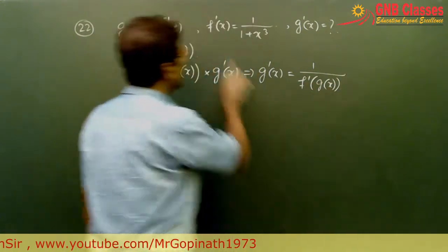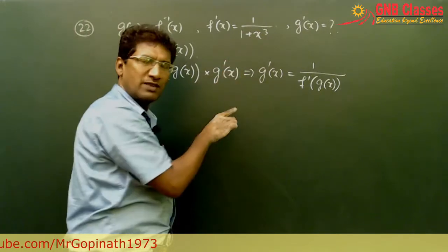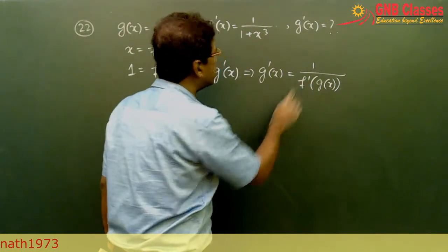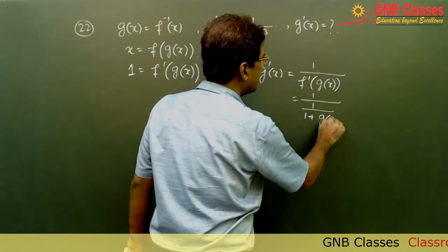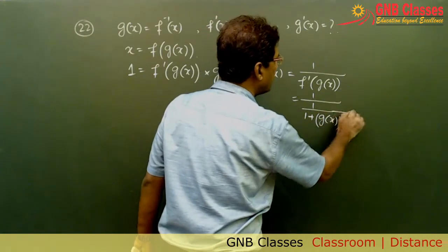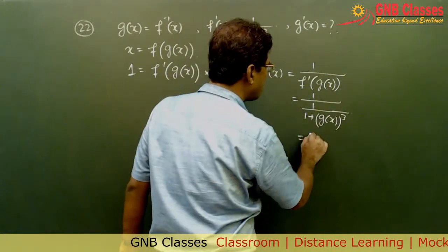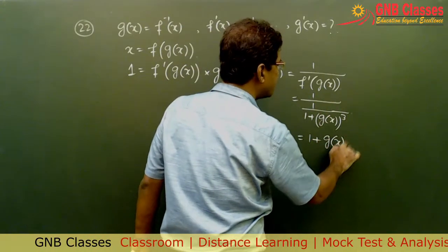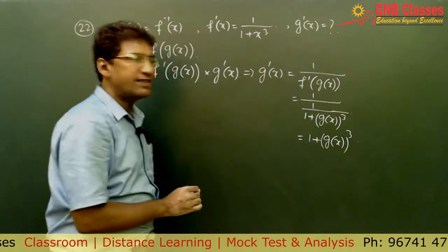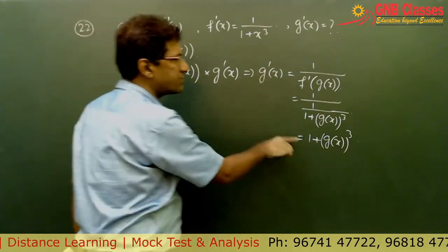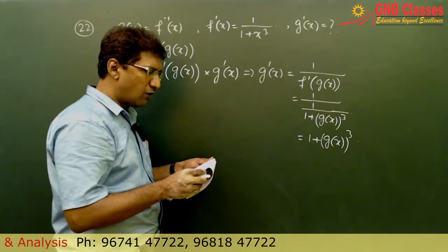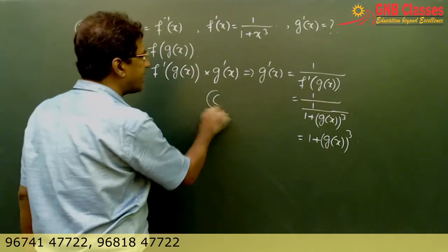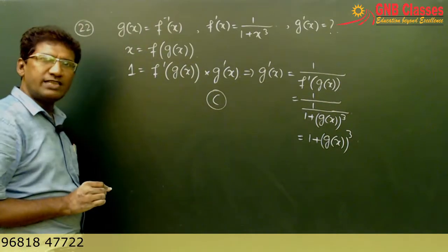Is it clear? Now f dash x is 1 by 1 plus x cube, therefore f dash gx will be 1 by 1 plus gx whole cube. Is it clear? So it will go up and it will give us 1 plus gx whole cube. Therefore, your g dash x is nothing but 1 plus gx whole cube. Therefore, our option C is correct for question number 22. Have you understood this problem?